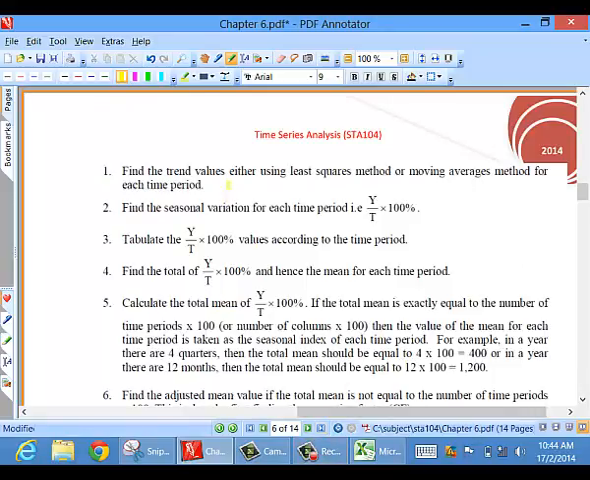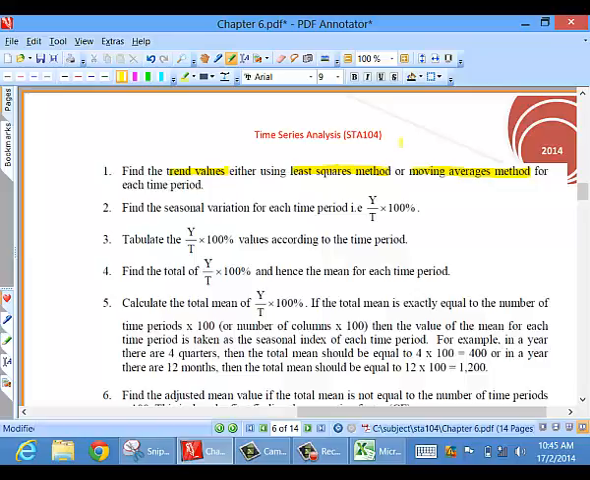So first step, find the trend value either using least square method or moving average method for each time period. So tadi you sudah belajar least square method and moving average method. The first step is always to find the trend value, either using the least square method or moving average method, depending on the question, right? So if the question says using the least square method, then you use the least square method to obtain the seasonal index.